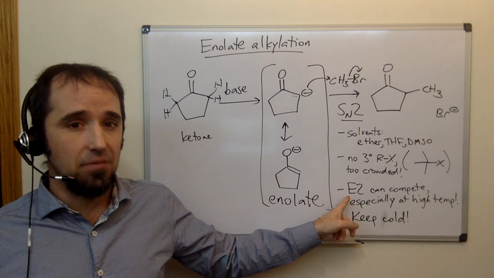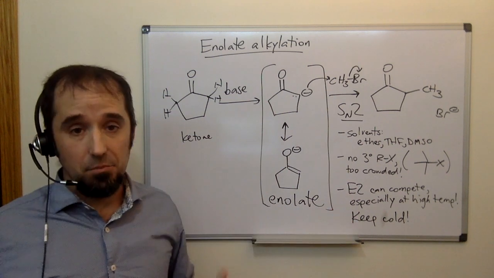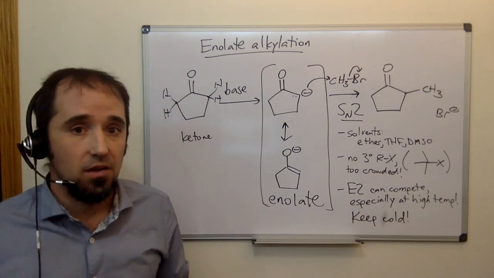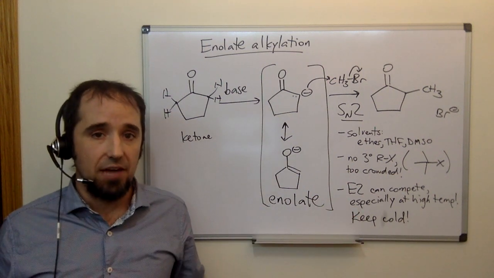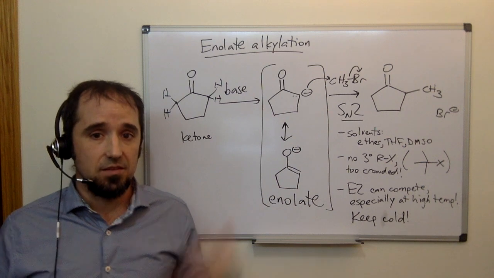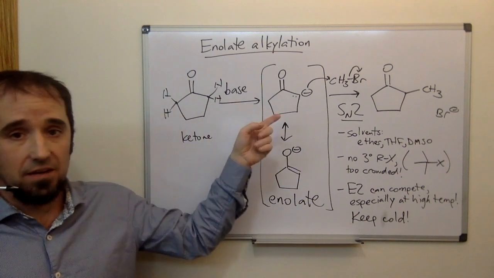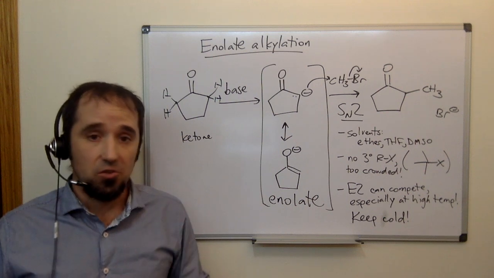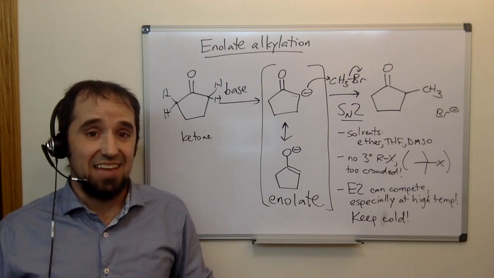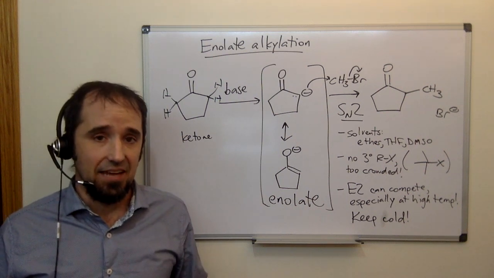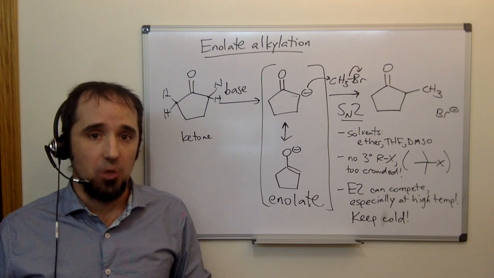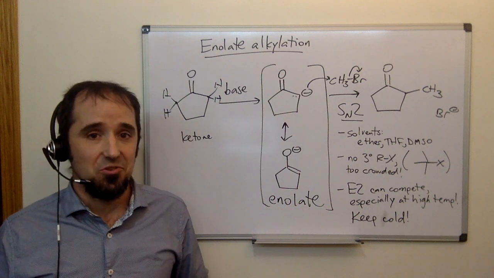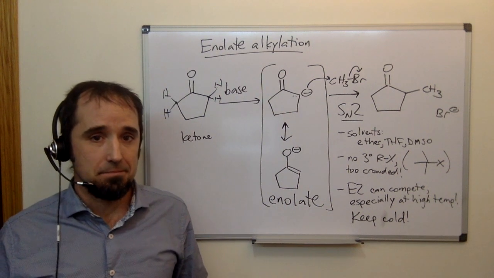And a lot of times E2 and SN2 might be competing with each other, and that's particularly true at a higher temperature. So very often when we're doing this reaction, we're using very strong base to deprotonate the ketone, but we're also doing it at very low temperatures. 0 °C, maybe even in dry ice and acetone, so negative 78 Celsius. It's very common. So it's an SN2 reaction. It's probably the most important and most useful SN2 reaction to the synthetic chemist.